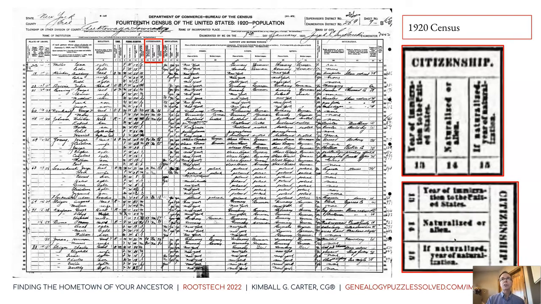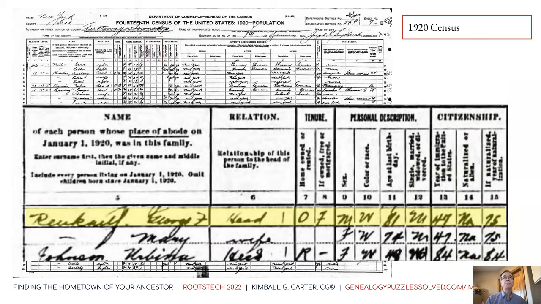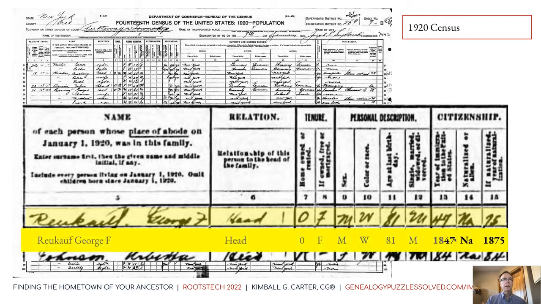And the 1920 census, this one's for a different person, George Rukauf. And George arrived in 1847. He's naturalized by 1920, and he said that he was naturalized in 1875. So that gives us a good idea of when he completed that process.